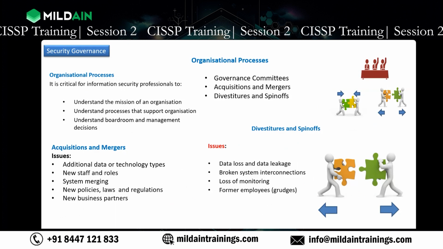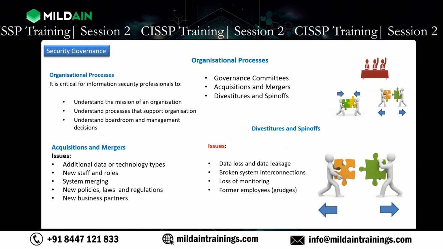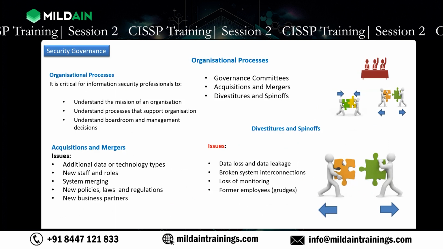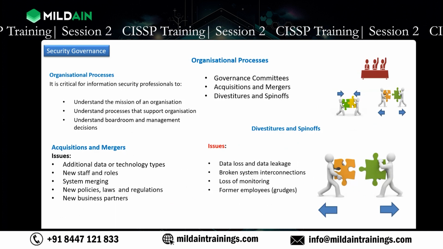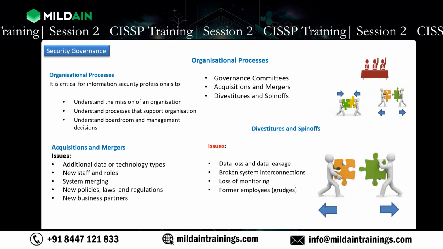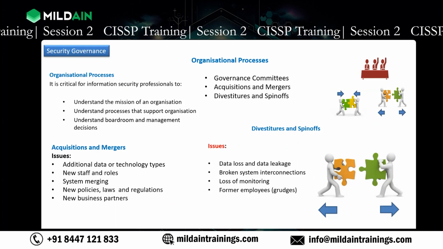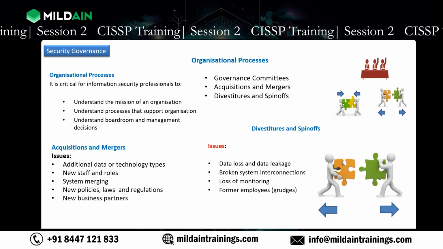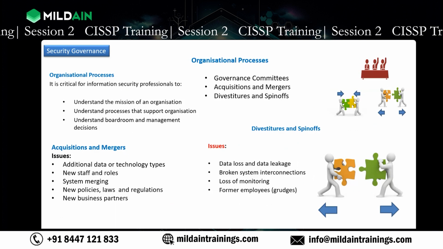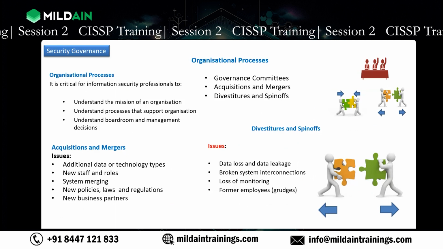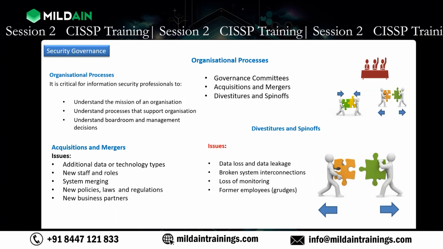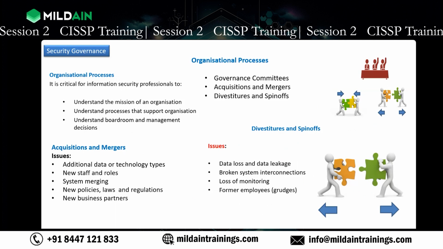Then we need to see divestitures and spin-off. This is like if Walmart and Flipkart are not doing well, and most of the profit they are taking, and Flipkart is not getting the right amount of business stake. At that time the organization will split. There will be a lot of issues in terms of disgruntled employees, broken system interconnections, and data loss and data leakage. Grudge or disgruntled employees means they have an enmity inside the organization, but they don't show it. They show it in a different way, by breaching the confidentiality of information.